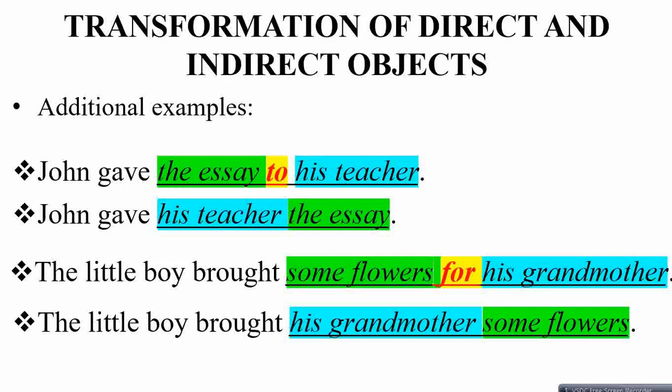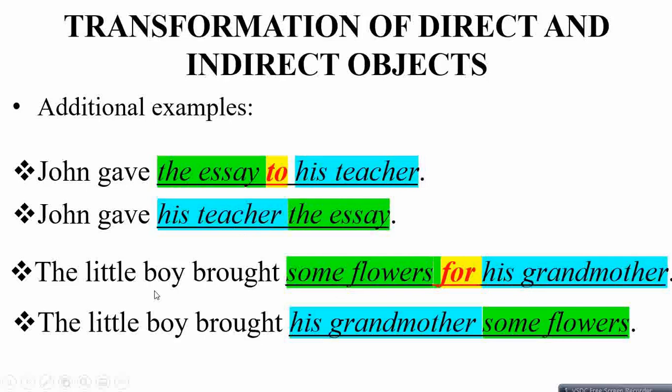And the second way is that the verb gave has flexibility of object transformation, so you can place the indirect object first. In that case, skip the preposition, and then directly comes your direct object. So: John gave his teacher the essay.